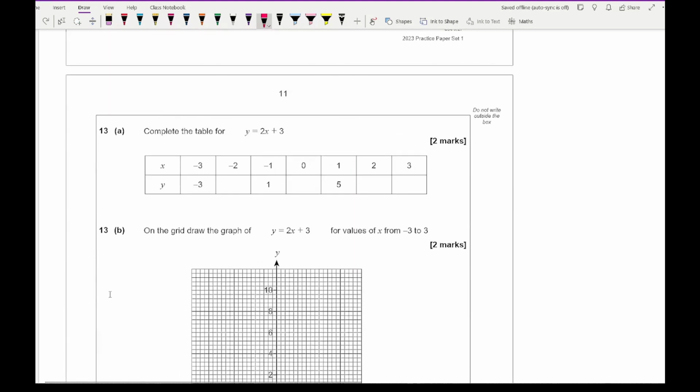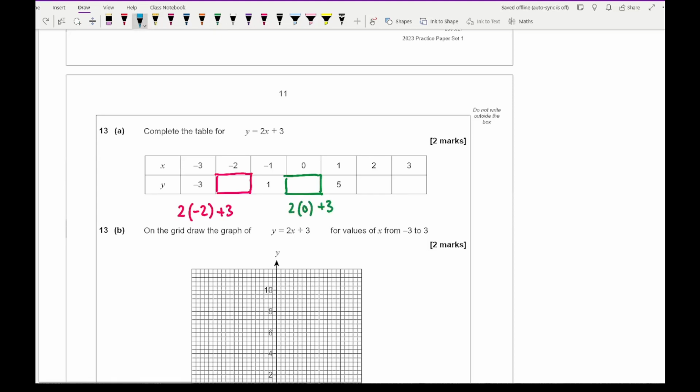So looking at question 13a, it says complete the table for this table of values. Well, there's a couple of ways in which we can do this. To work out this number here, what I need to do is substitute x equals minus 2. So I do 2 times minus 2 plus 3. To work out this number here, I do 2 times 0 plus 3.